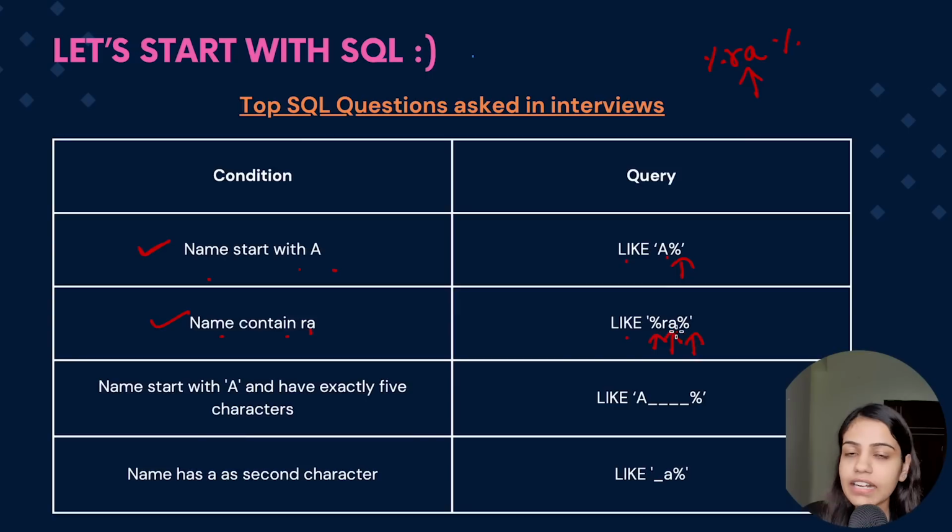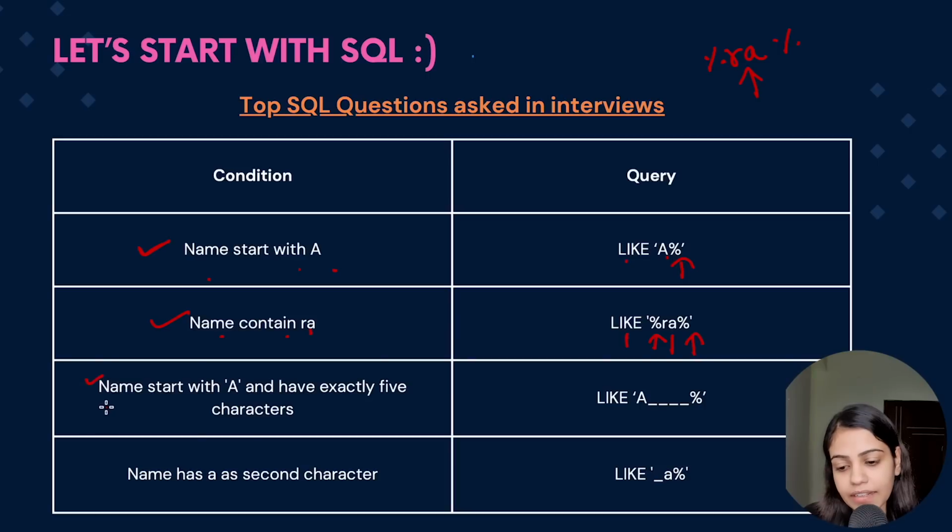Now here I have said that there could be n number of characters, but what if I want only a limited set of characters, or what if I say that my name has only 5 characters, or search for a name having only 5 characters and having R at the start or R at the end. That type of question we can also deal with using the LIKE operator.